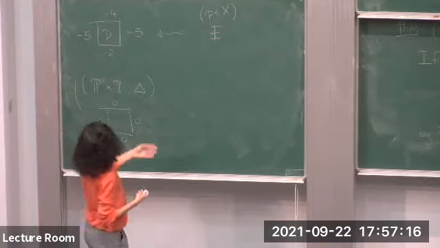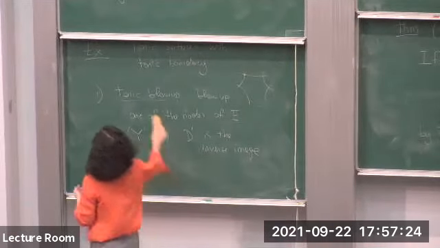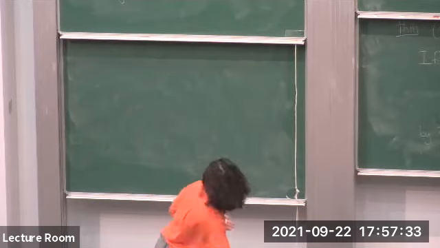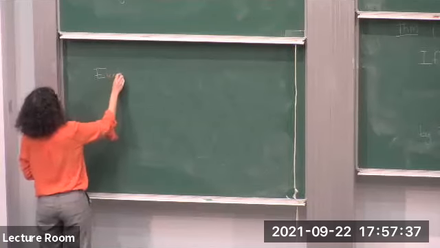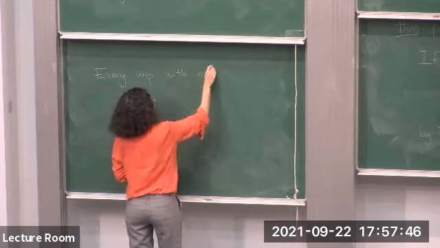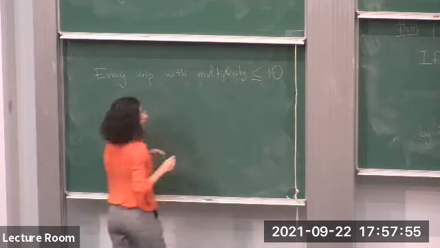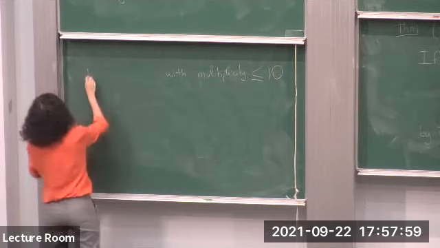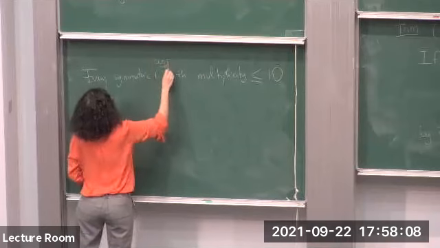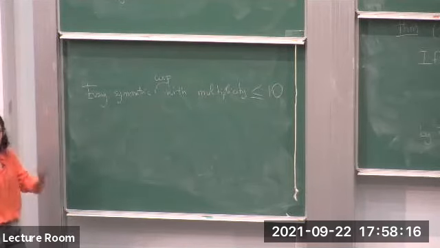And using this reasoning, we were able to show that every symmetric cusp of embedding dimension, or multiplicity when it makes sense, less than or equal to 10, is equivalent to a mutable one.